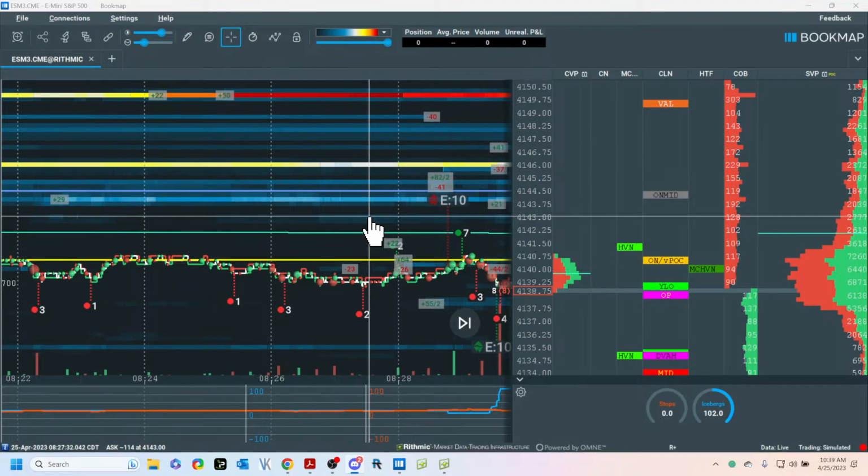Value area low? Anybody else? Can somebody else please post a number? Okay, thank you.